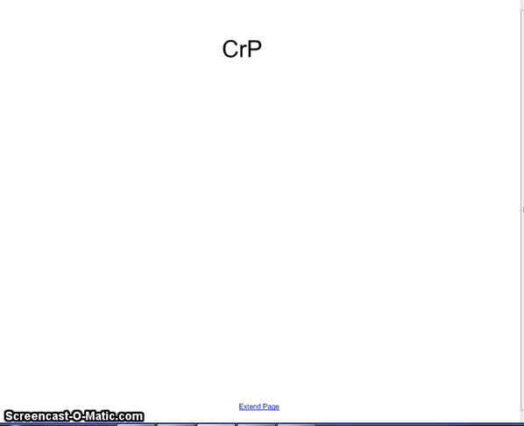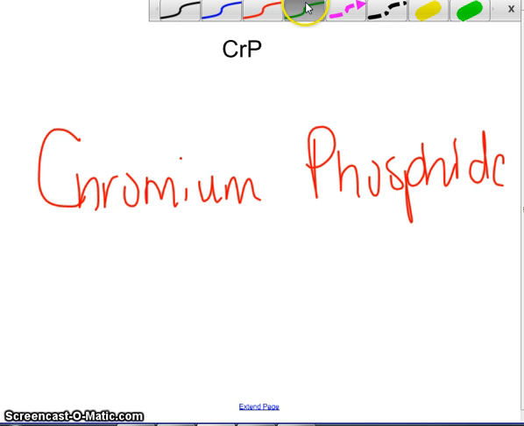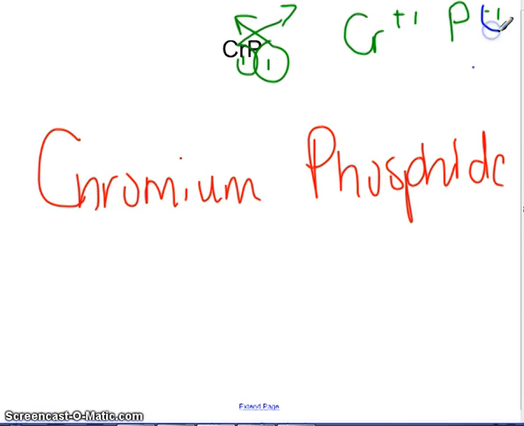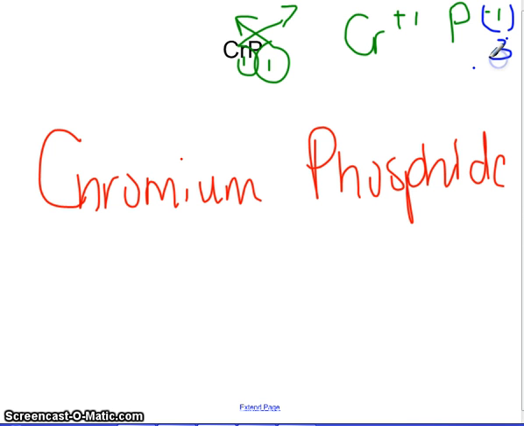Okay. For example here, Cr is chromium, P is phosphorus, or phosphide in compound form. No number means 1, no number means 1. Cross up, cross up. We have Cr plus 1, P minus 1. It should not be minus 1, it should be minus 3. So I multiply by 3. I get Cr is plus 3, P is minus 3, so I have chromium 3 phosphide.